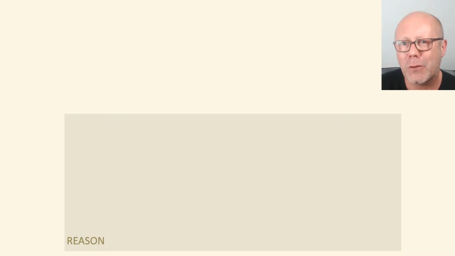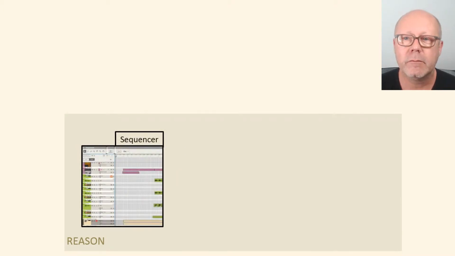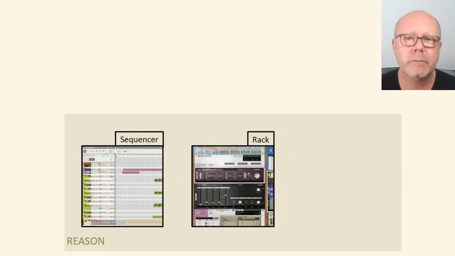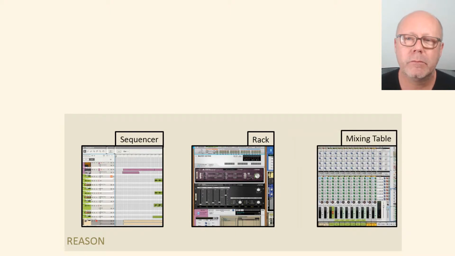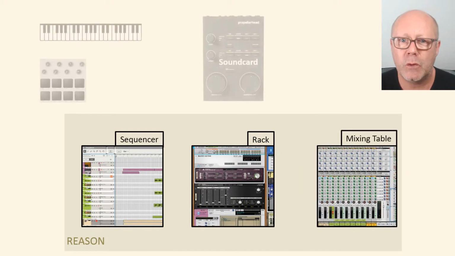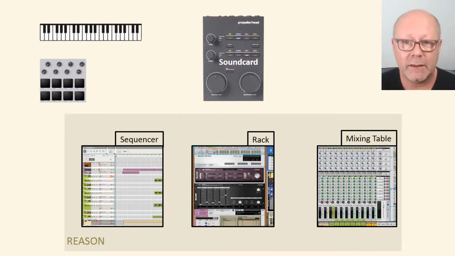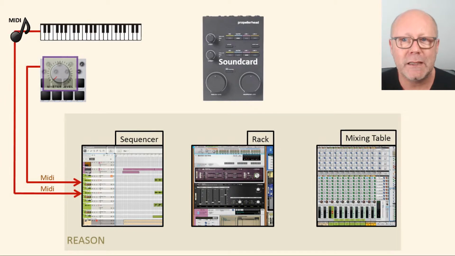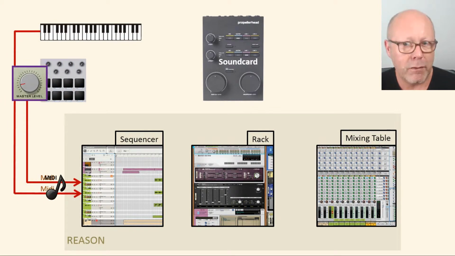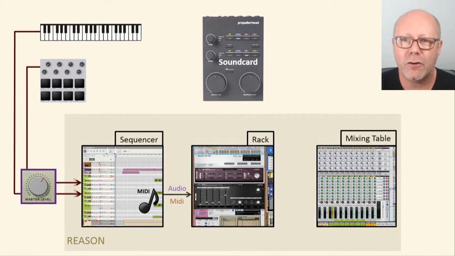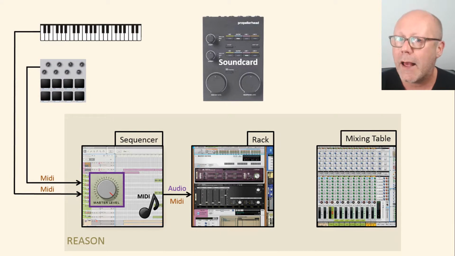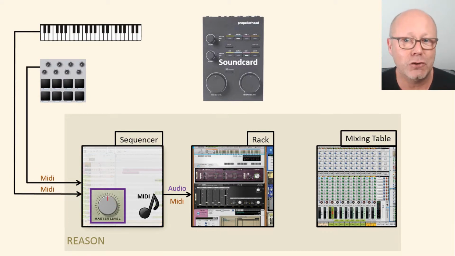Let's go inside the computer and look at the architecture of Reason. Reason comes in 3 main windows: the sequencer, the rack, and the mixing table. I represented in this diagram also the modules with which Reason interacts, that is, the MIDI controllers and the sound card. The MIDI controller sends MIDI information to the sequencer. The sequencer canalizes this data towards the other modules of Reason and stores it if the user decides to record.